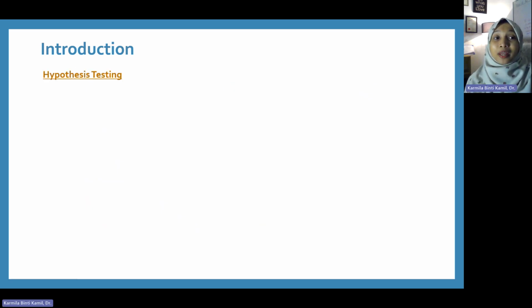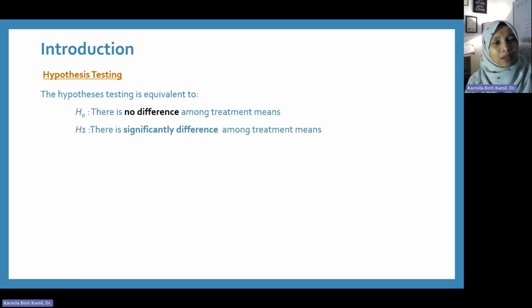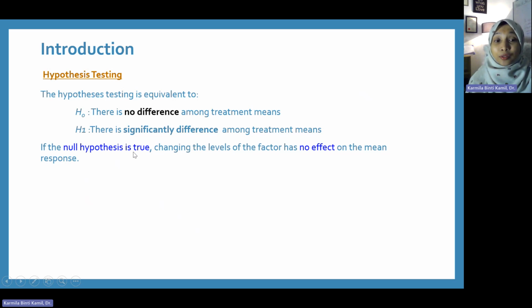And we also need to look at hypothesis testing because the ANOVA result is very related to hypothesis testing. So the first one is we have H null and also H1, or sometimes we write it as HA. The hypothesis testing is equivalent to H null, where there is no difference among treatment means, and H1, if there is a significant difference among treatment means. If the null hypothesis is true, changing the level of the factor has no effect on the mean response.